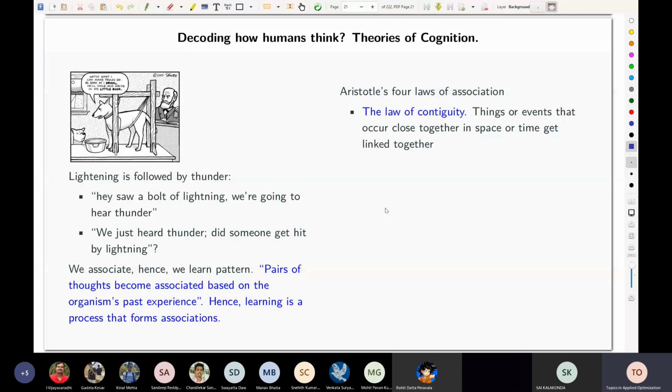Based on these associations, they came up with four laws of association. The law of contiguity: things or events that occur close together in space or time get linked together. For example, lightning and thunder. Thunder follows lightning, and they occur close together, relatively close in space.